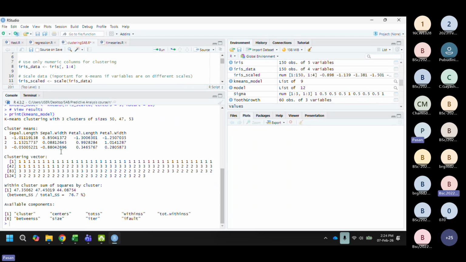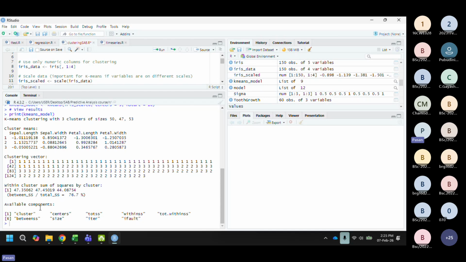So maybe at least 100 or 150 iterations, a larger number of iterations, has to be run, right? And then in terms of all the 150 observations, we put the cluster number. So this is the cluster numbering that we can have for each one, right?